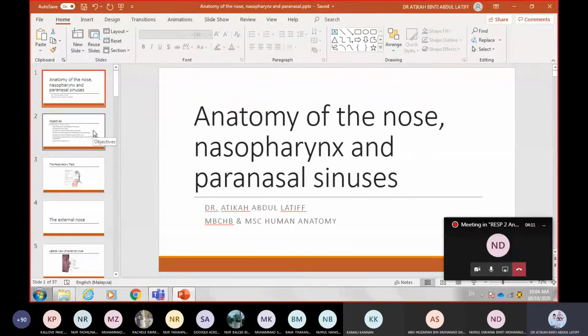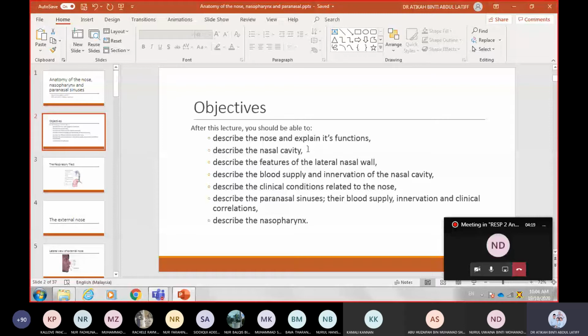Okay, so it's quite simple. It's just the nose and nasopharynx and paranasal sinuses. Okay, so you need to know how to describe the nose, the nasal cavity, lateral nasal walls. So you have lateral nasal wall and also your septum in the middle. Okay, and you need to know some clinical correlations related to the nasal cavity anatomy. You also need to know the paranasal sinuses.